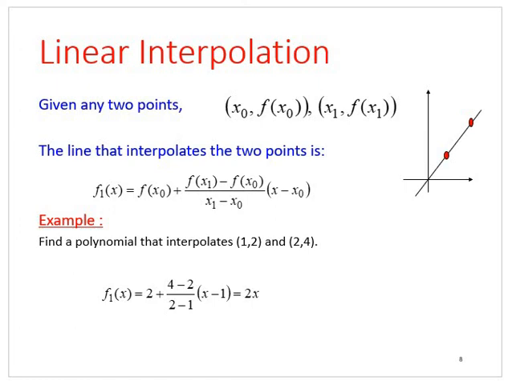interpolates these 2 points will be f of x naught. X naught will be 2. This is 2, f of x naught. So we substitute, this will be 2. F of x1, this will be 4. F of x naught is 2, and then x1 is 2, and then x naught is 1. Solve this, you should be able to get the polynomial 2x.